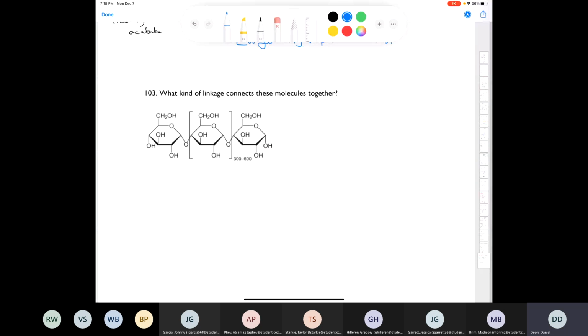And the last one is what kind of linkage connects these molecules together? We can see that this is pointing down. So this is alpha. And then if you count the carbons, look, you have 1, 2, 3, 4, 5, right? So it's 1 and 4. So this is alpha 1, 4 linkage.